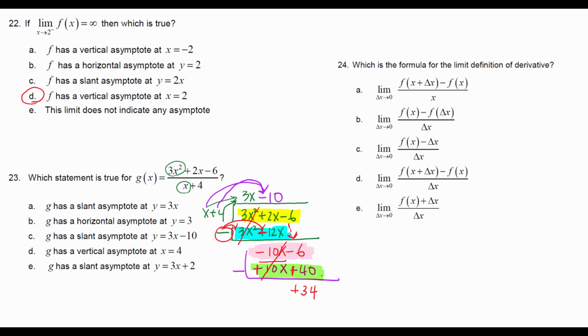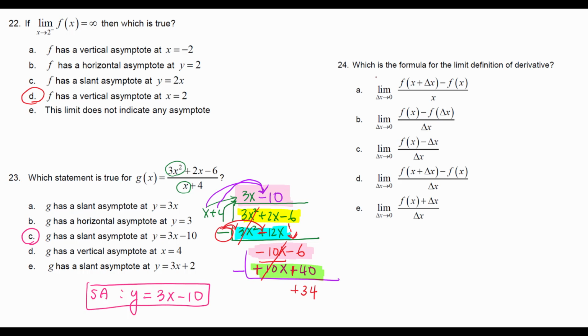And because I do have a remainder, this g of x has a slant asymptote, and it is y equal the quotient. And your quotient is 3x minus 10. So your slant asymptote is y equal 3x minus 10. So the answer is C.